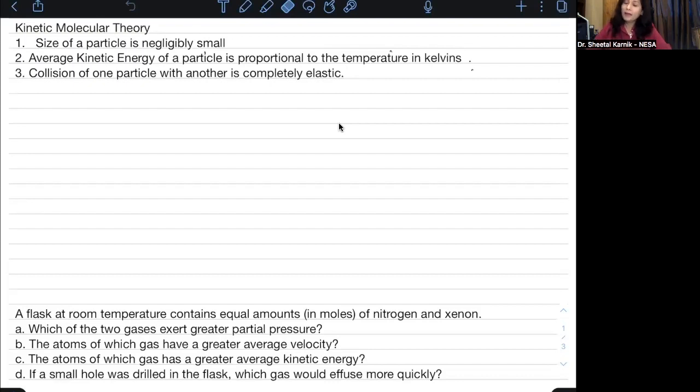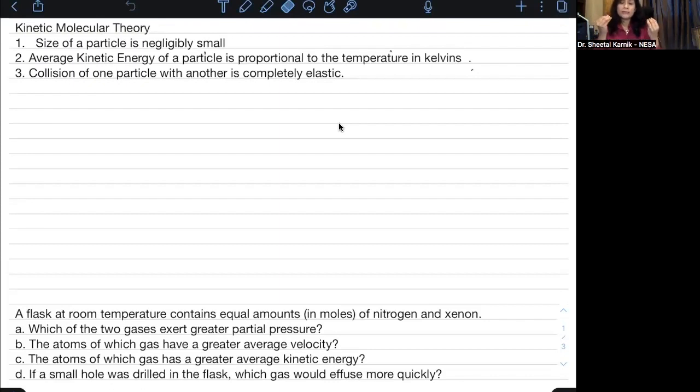The second tenet talks about the average kinetic energy. The average kinetic energy of a particle is proportional to the temperature in kelvins. As we increase the temperature, the kinetic energy of the particles increases. And the third one is that the collisions of one particle with another are completely elastic.